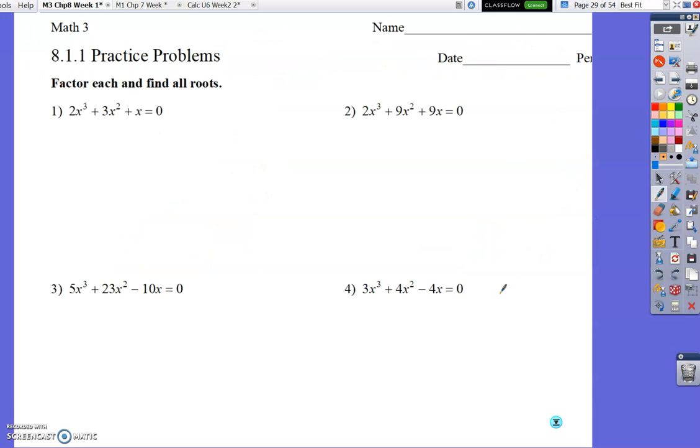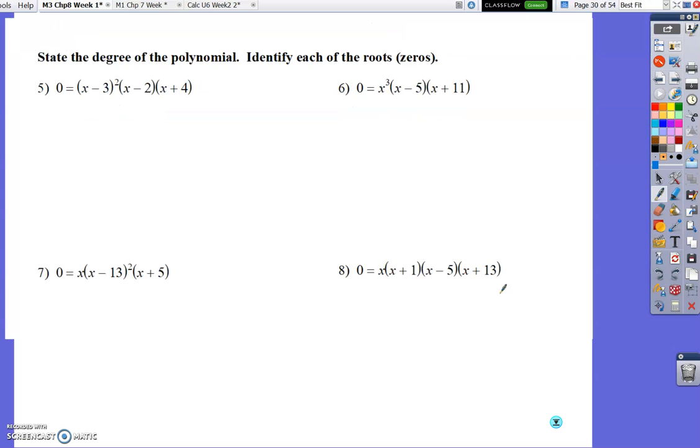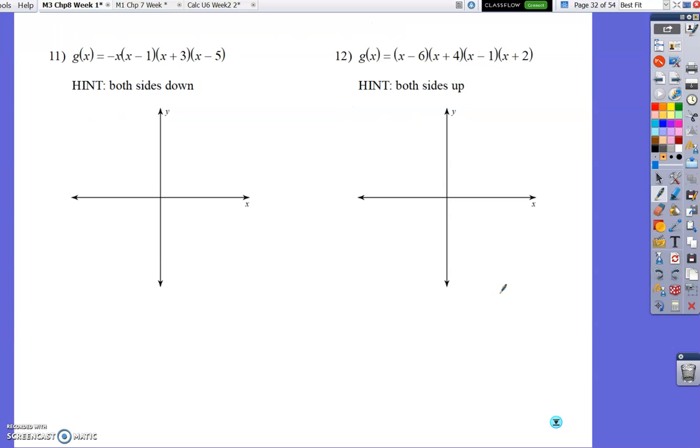Your homework is more of the same. So this is the first 2 examples, this is the next 2 examples, and these are the last 2 examples.